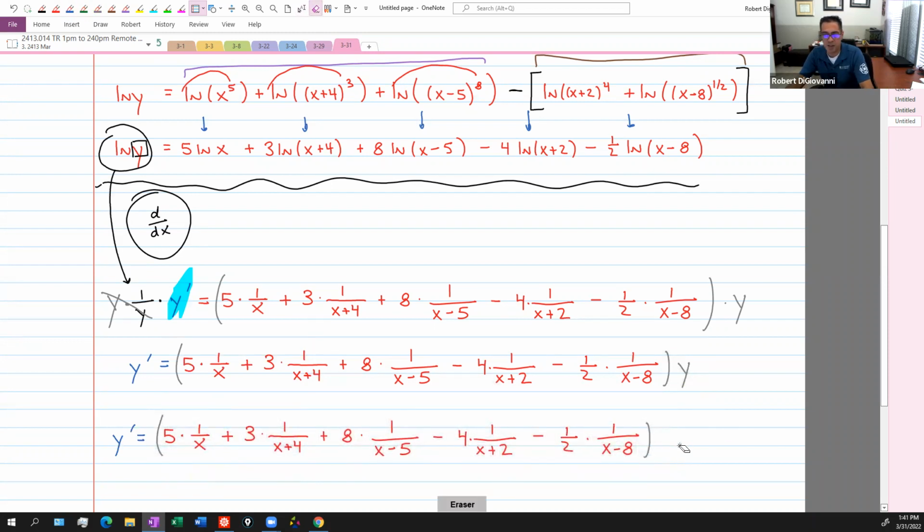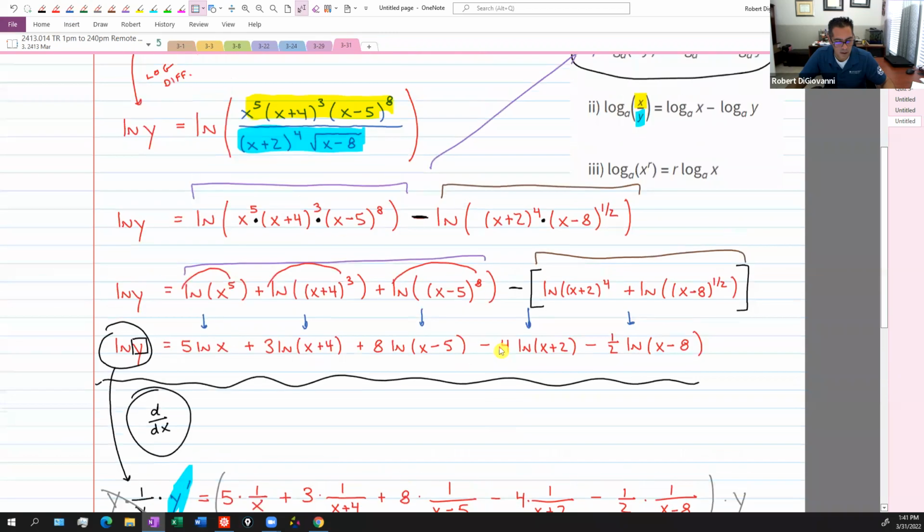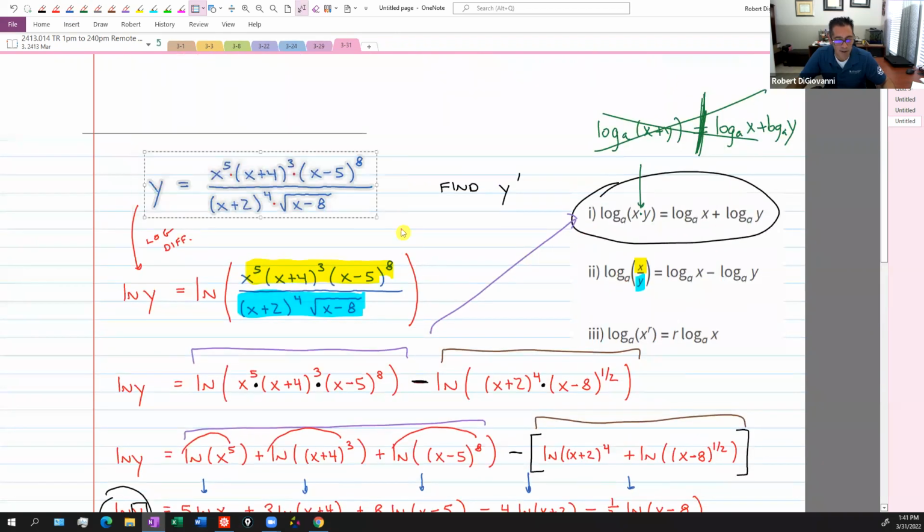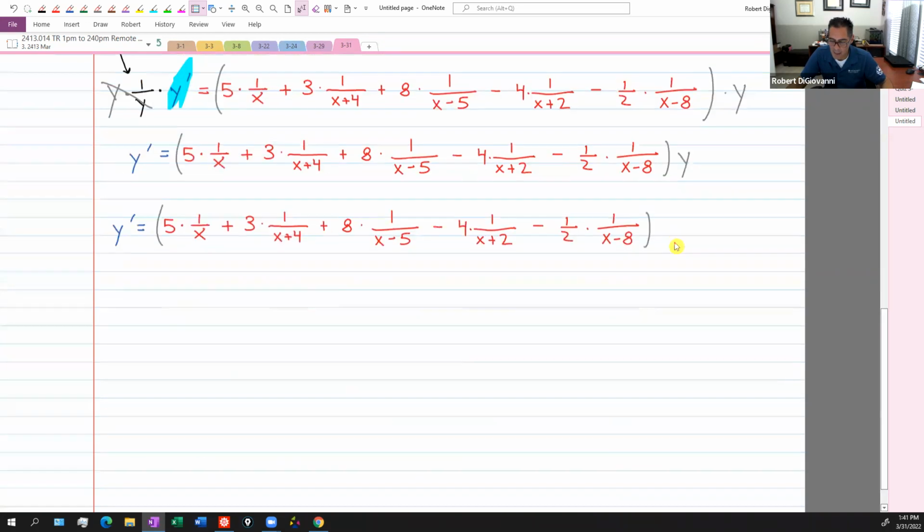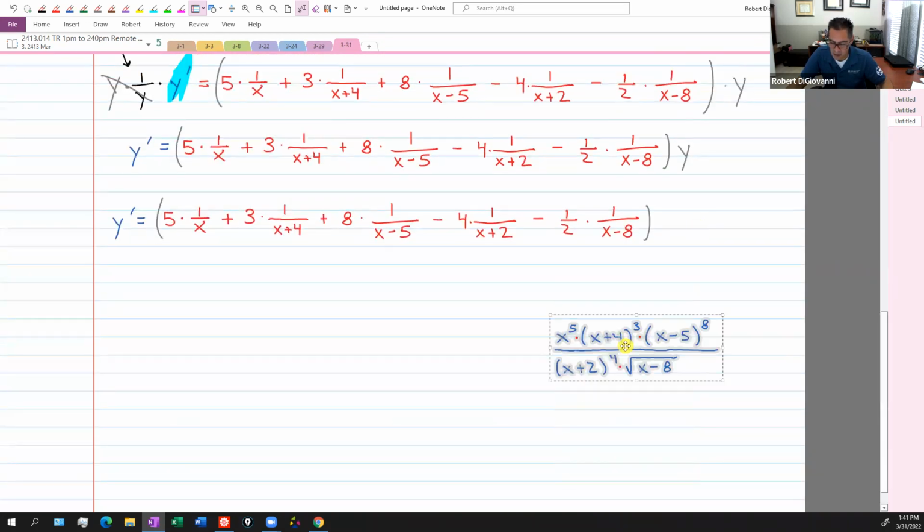This step is just silly. Watch. What's y? Because remember, we want the answer y prime is equal to all this in red times y. But what's y? Oh, that's what y is, right? That's what y is. So I need to take this, the original function, and I need to slap it to the outside of this.